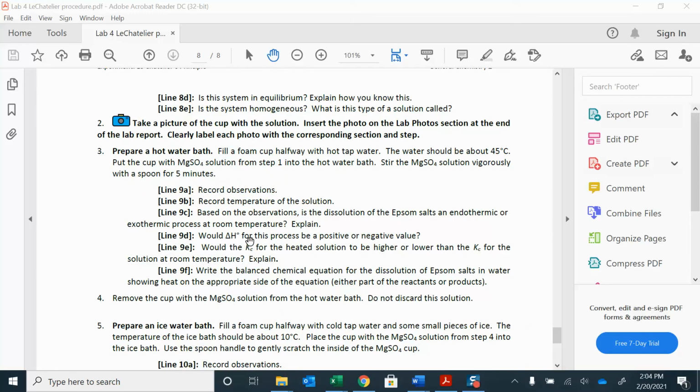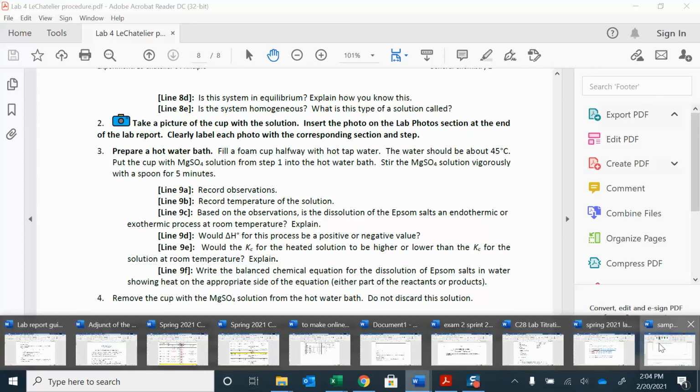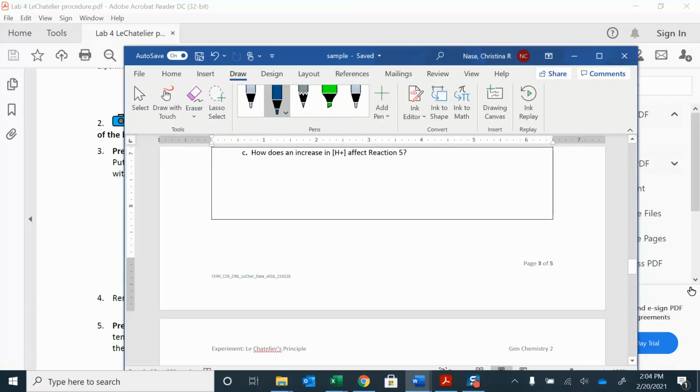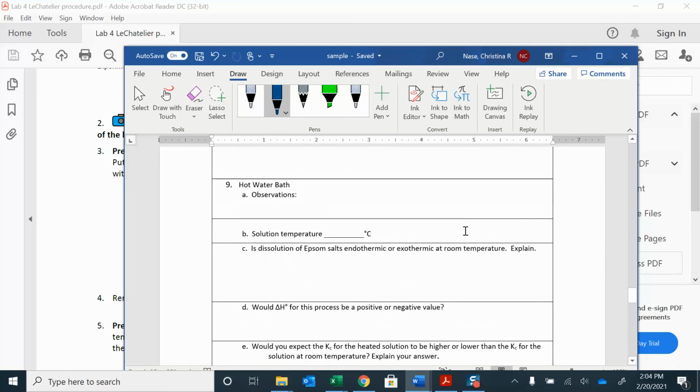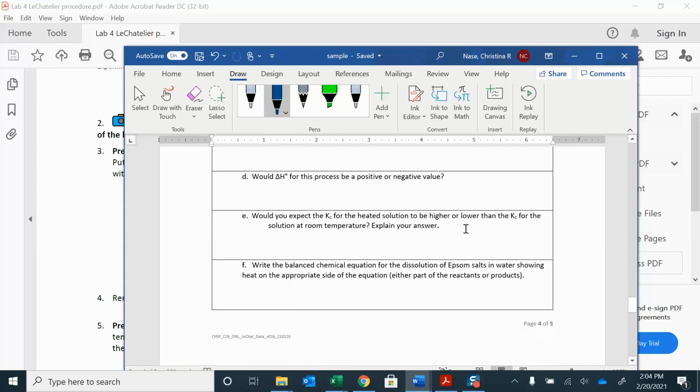As far as, what's the sign of delta H? If it's endothermic, it's positive. If it's exothermic, it's going to be negative. And then how's the Kc affected? So we're changing the temperature, so the equilibrium constant is going to change. So if you remember, what does the equilibrium constant really look like? It's products over reactants. So K is going to be products over reactants.